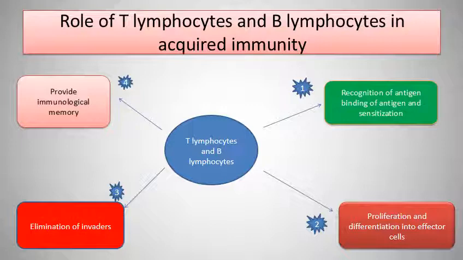Okay, and then the elimination of the invaders, how they get rid of the pathogen, the technique they involve in getting rid of the pathogen, and the immunological memory which is provided by these T and B lymphocytes. So these 4 ways in which the role of the T lymphocytes and B lymphocytes works, we are going to see one by one.